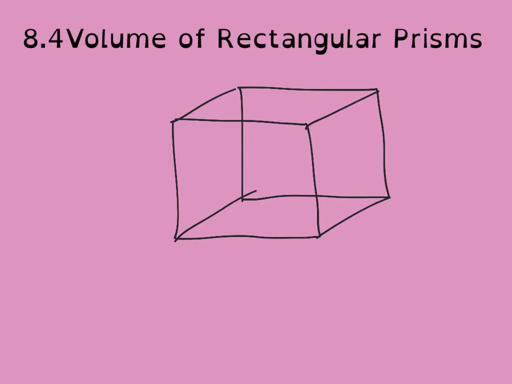There are 3 dimensions here. It's a 3-dimensional shape, and we have the dimensions of the length, the height, and the width. If you want to find the volume of a 3D rectangular prism, it's length times height times width, and that gives you the volume.